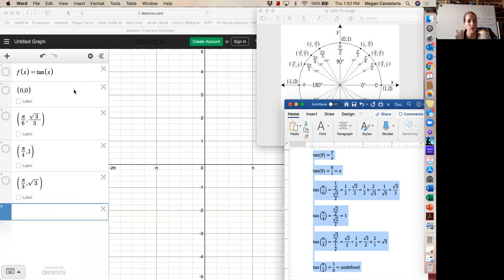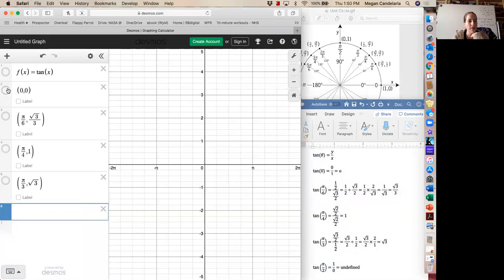So if we go over to Desmos here and we graph those, 0, 0, pi over 6, square root of 3 over 3, pi over 4, 1, pi over 3, square root of 3. Notice I can't graph the undefined value because I wouldn't know what to put as an ordered pair. Pi over 2 undefined doesn't really make sense. We start to get a picture of our tangent function. Now we could plot a bunch more points to get a better picture, but let's just go ahead and look at what our tangent function looks like.